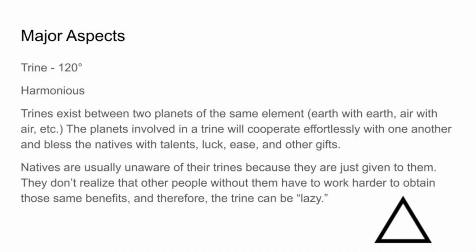Okay, and then we have the trine. A trine is 120 degrees apart. So this is going to happen when the planets are in the same element. So, I have a Scorpio sun, for example. If I had any planets in Cancer or in Pisces, because those are also water signs, then I'm going to have a trine, depending on the degree, but that would make a trine. So the planets involved in a trine will cooperate effortlessly with one another. It's just like having something lucky, an easy flow of energy. It's just so simple for those planets to operate together.